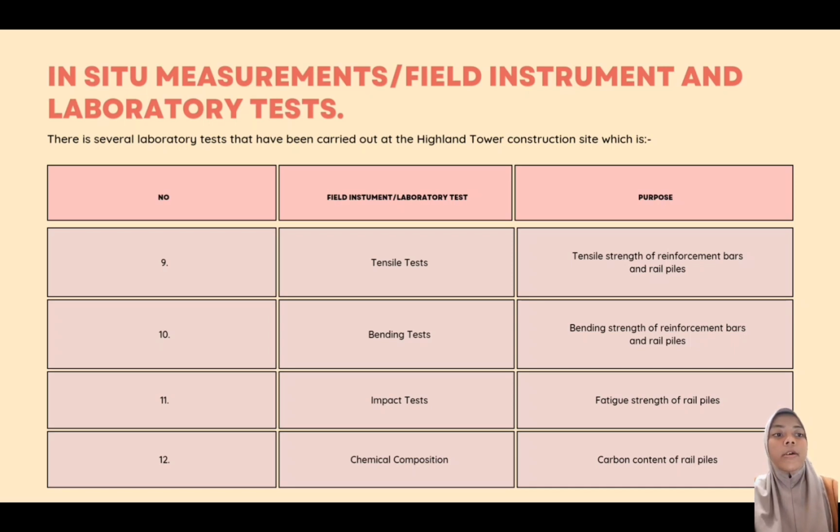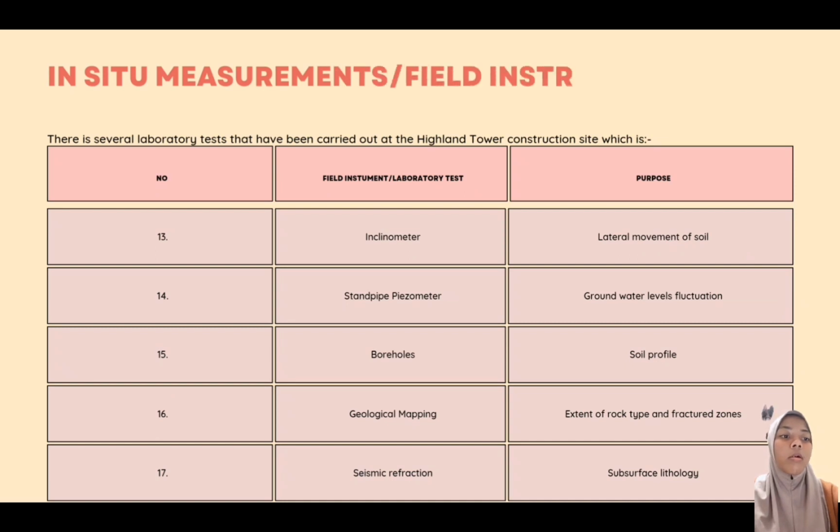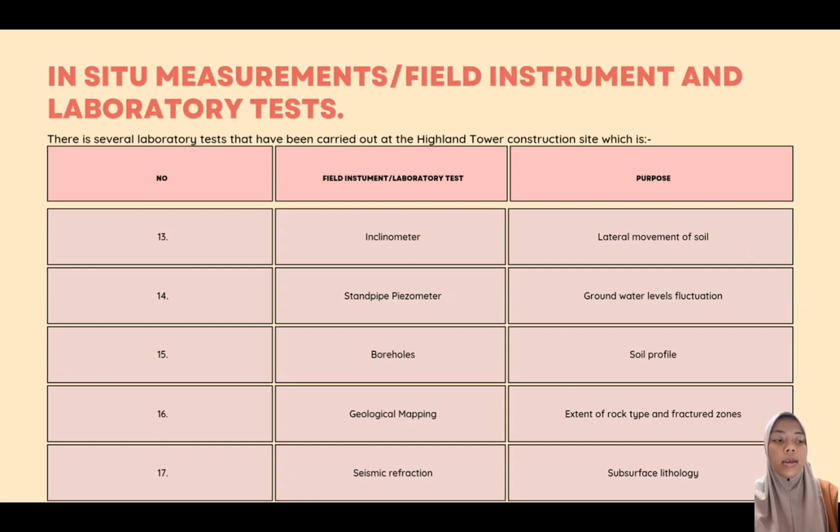Number 12, the field instrument or laboratory test is chemical composition. The purpose is carbon content of rail piles. Number 13, the field instrument or laboratory test is inclinometer. The purpose is lateral movement of soil. Number 14, the field instrument or laboratory test is standpipe piezometer. The purpose is groundwater levels fluctuation.